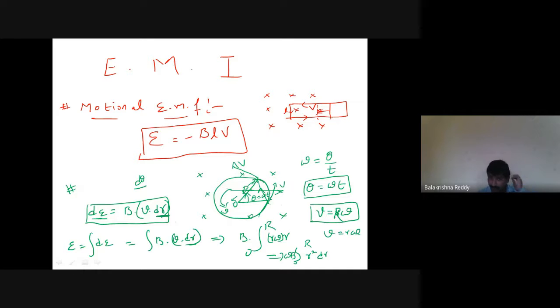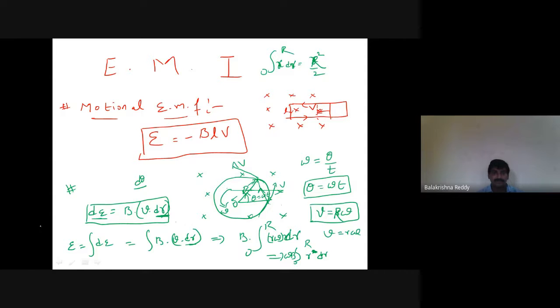Sorry, not r square, r into dr. Now, r into dr I got. We know that integration of x into dx gives us x square by 2. Since we are having the limit same way, r into dr equals r square by 2 I can write. So limits 0 to r, in the sense final limit minus initial limit, this is r square by 2.